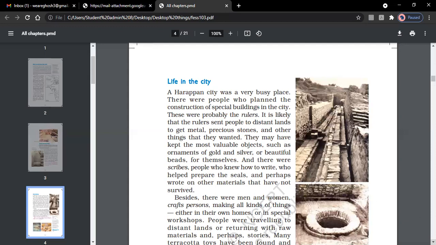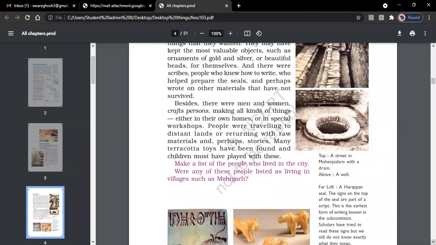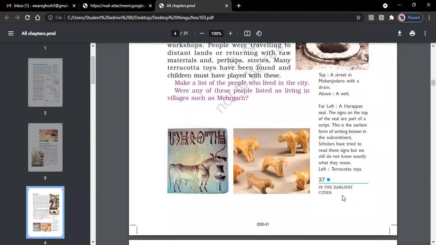Again, you can get this kind of picture, the layout of the drainage system, and you can be asked picture-based questions. So always remember, the picture of the Great Bath above was very important, so tick the pictures. Next, scroll down.